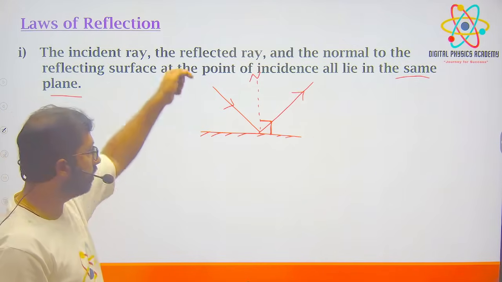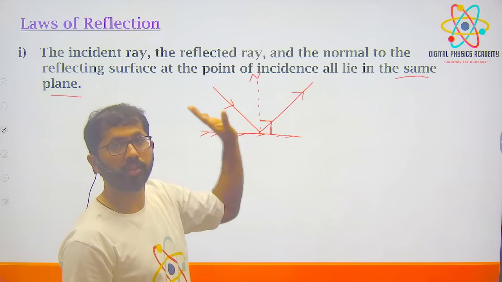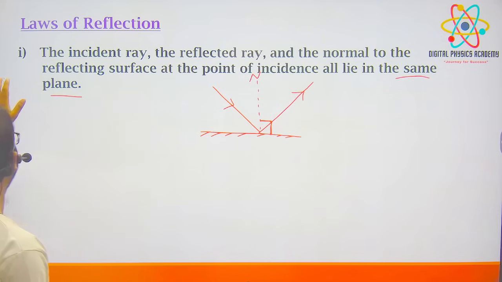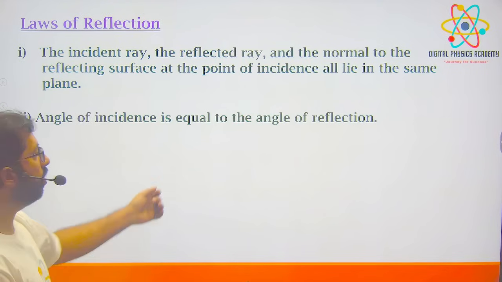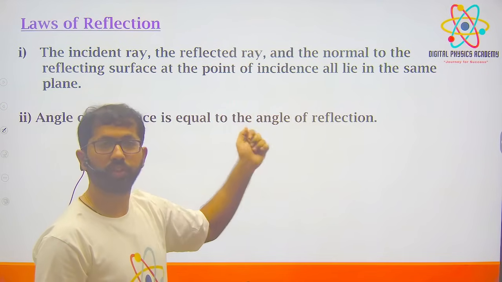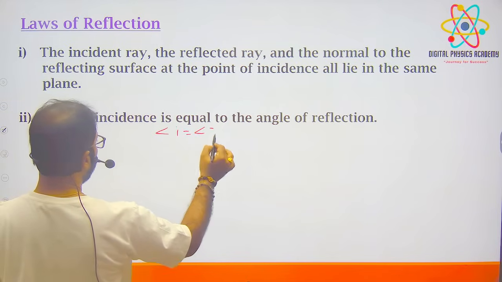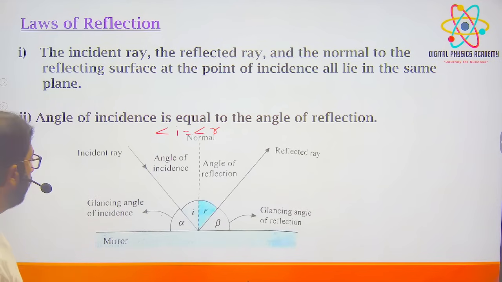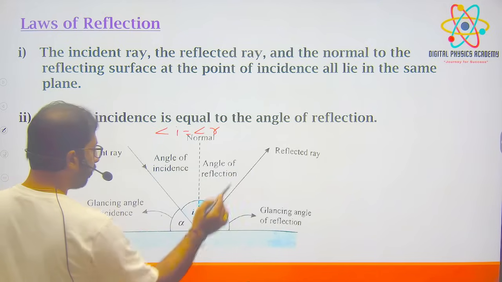Okay, wherever the incident ray's plane is, the reflected ray is also in that same plane, and the normal is also in the same plane, right? The second law is very famous: the angle of incidence is equal to the angle of reflection. This you know, right? Angle i is equal to angle r. Here I will show the diagram. See, this is the incident ray, normal, and this is the reflected ray.